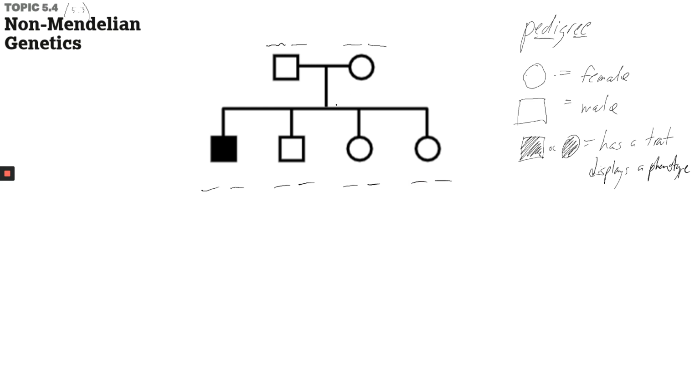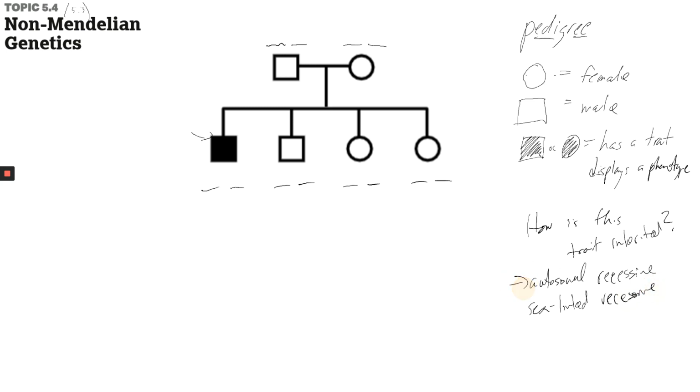Now, when I'm looking at a pedigree, I want to know how this trait is inherited. I see somebody is affected right here, and I'm asking myself how this trait was inherited. As we know, there are many different patterns of inheritance. Two of the main ones that I'll talk about in this video to keep it somewhat short are autosomal recessive and sex-linked recessive.